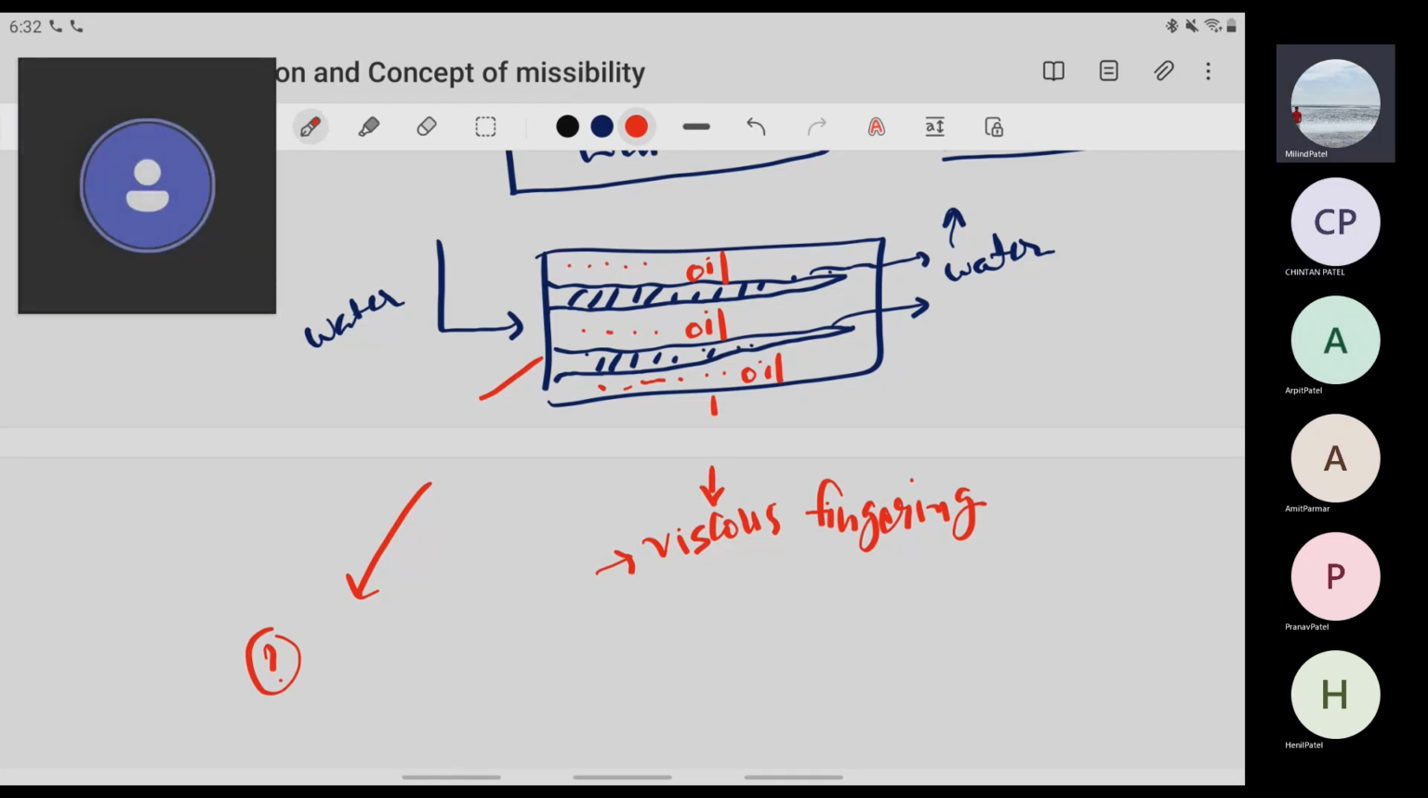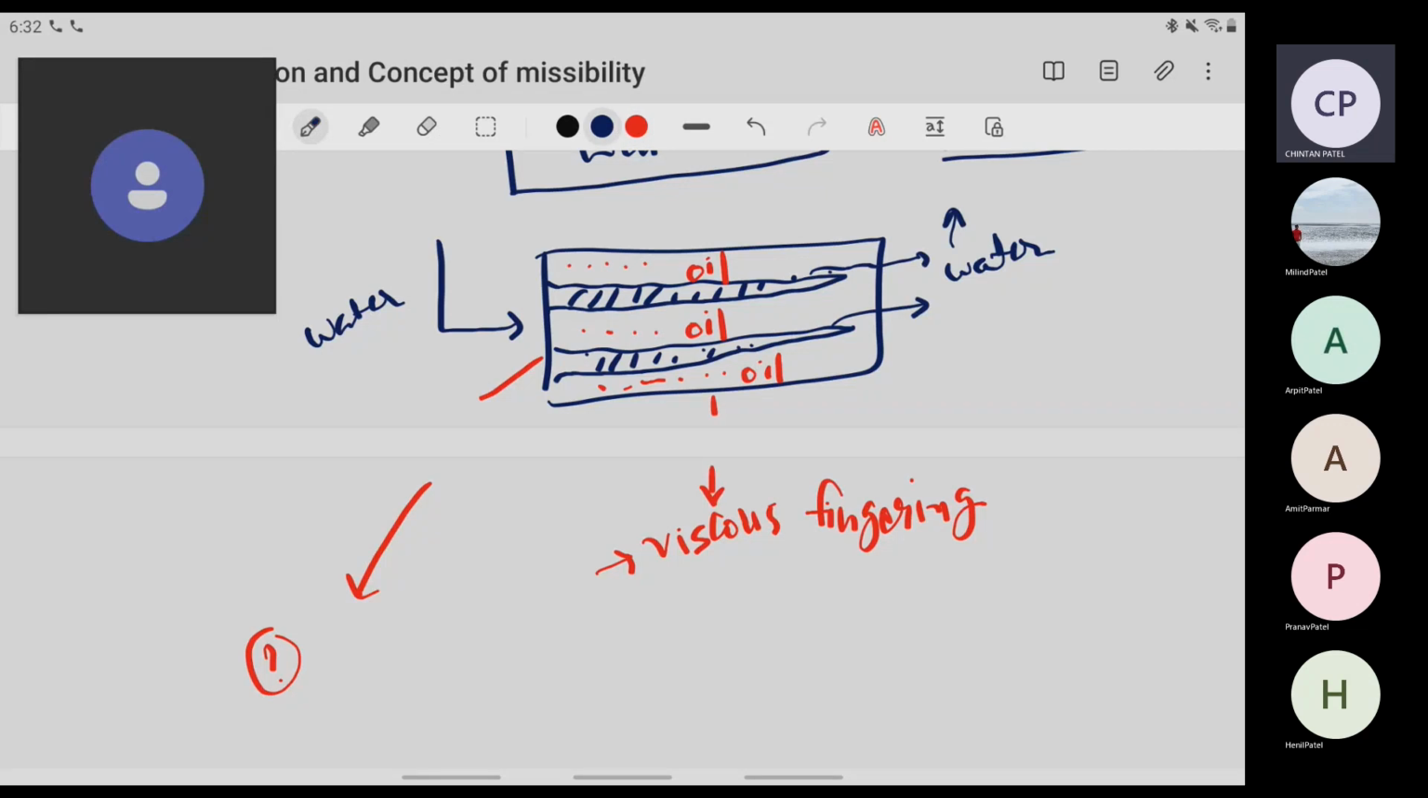Whenever, sir, if we have an oil wet rock and we are injecting water, then there might be viscous fingering, and we may get an early breakthrough time. Okay, so that may be correct. Whenever we have an oil wet rock, you already know whenever the larger pores are there, water can occupy those larger pore spaces, and oil occupies smaller pore spaces.